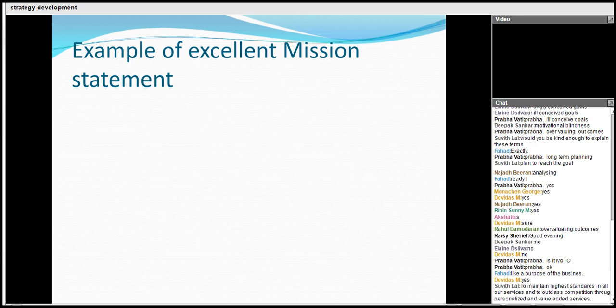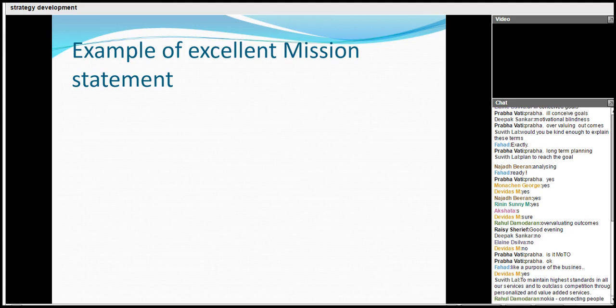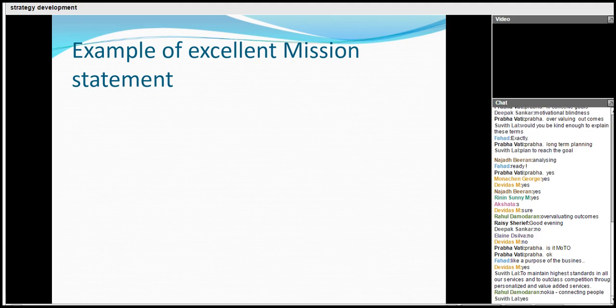Okay, so it says, to maintain highest standards in all our service and to outclass competition through personalized and value-added services. So this is a mission. Is it your company, or where you work, your organization? Okay, Nokia. Oh, is it Nokia? No, someone said Nokia.